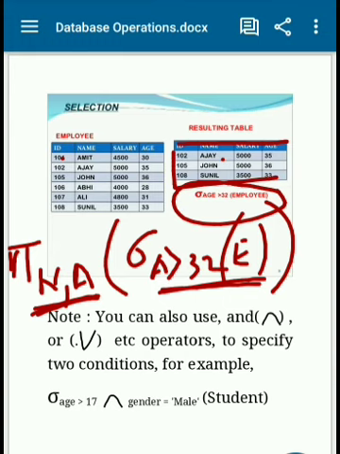If we want name, age and salary, you can write salary also. If we don't want age, it gives this result, but we only want to display name and salary. It gives only name and salary; the age and ID attributes will not be displayed in the resulting table. This is how we could use the selection and projection database operations.